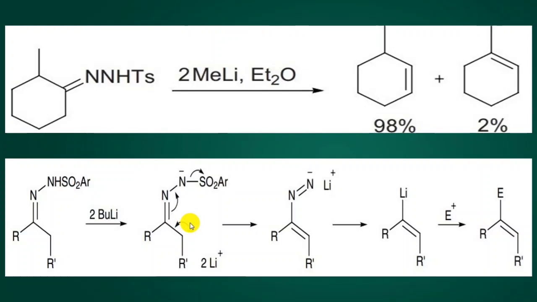Now here, this negative charge on carbon shifts here, this double bond shifts here, and this tosyl group breaks from this molecule. We get this structure, and now this negative charge on this nitrogen atom shifts here, it forms a nitrogen triple bond, and this bond between nitrogen and carbon breaks on this carbon, and it forms the vinyl carbanion. And on reaction with a particular electrophile, we got the desired product. The product formation depends on which electrophile you are using.